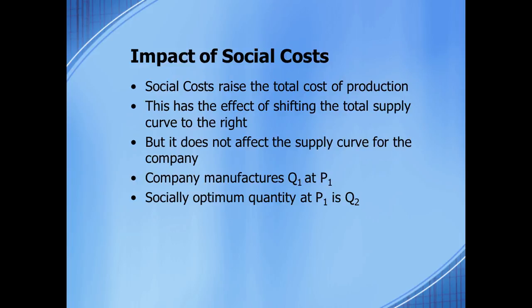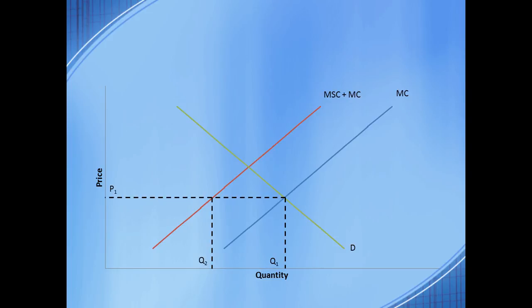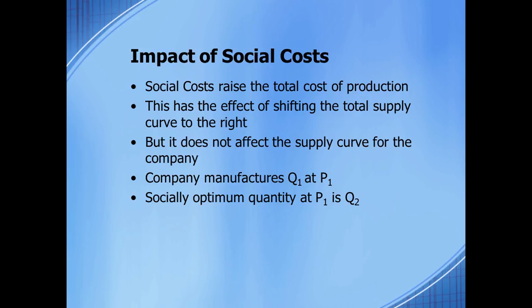This is the effect of shifting the total supply curve to the right, but it doesn't affect the supply curve for the company. So now we've got this problem, you see, because the costs are high, but the company aren't actually having to pay them. So the company manufactures at quantity 1, but the socially optimal quantity at the price is quantity 2. If we just go back to the sheet, we can see here it's a much smaller quantity. It is actually best looking at it from the socially efficient way.